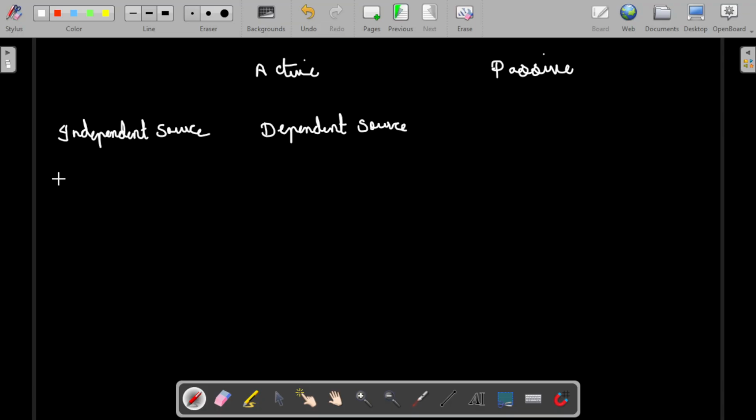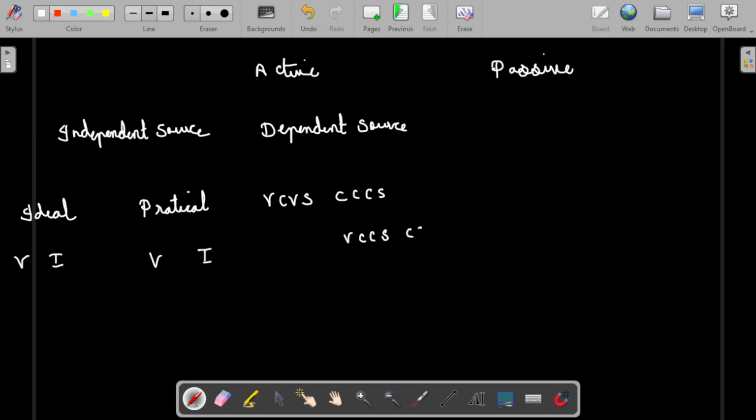In independent sources, there are two kinds: ideal and practical. A practical source has some internal resistance, and there will be an internal current-draining element. There are an ideal voltage source and an ideal current source, so these are 4 in pairs here. In dependent sources we have VCVS, meaning voltage controlled voltage source, CCCS, current controlled current source, VCCS, voltage controlled current source, and CCVS, current controlled voltage source.